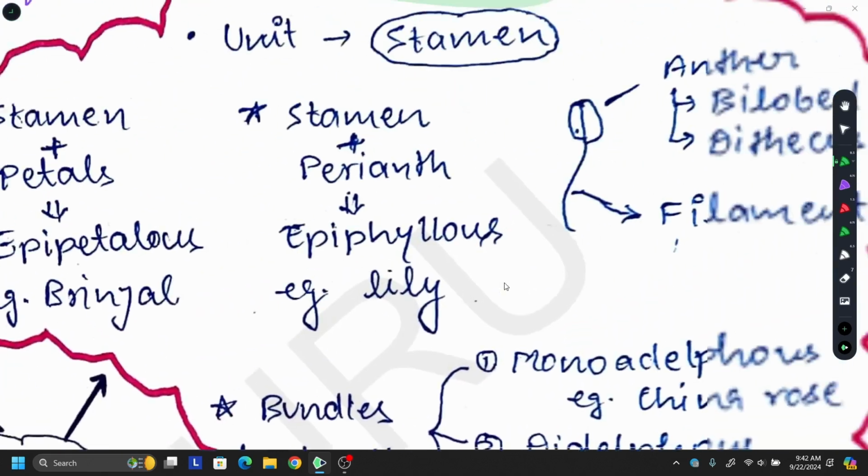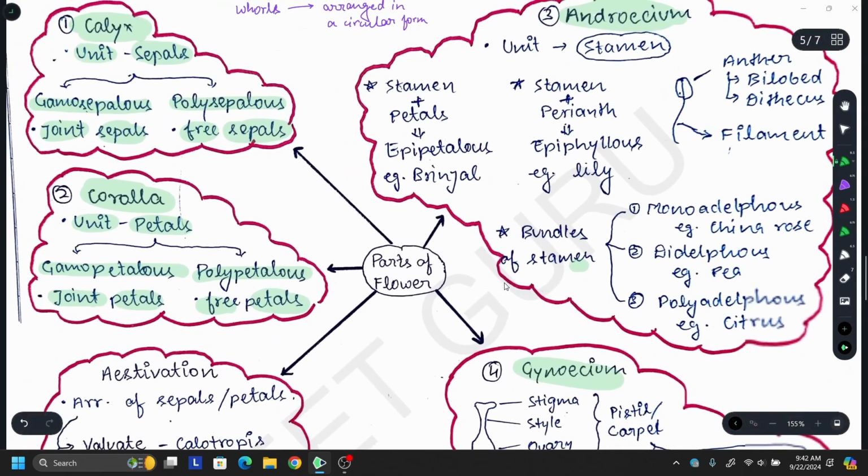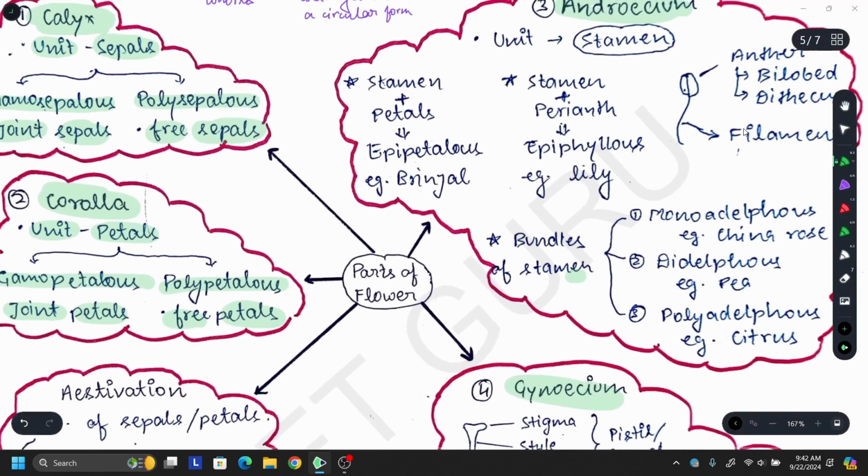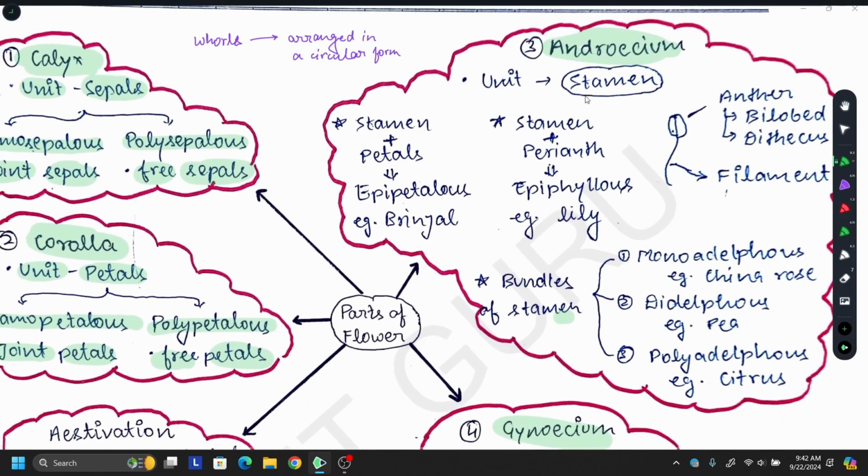Now, after calyx and corolla, we have androecium. The unit of androecium is stamen. The structure of stamen is something like this. The lower stalk-like or stick-like part is known as filament, and the above part is called anther. Anther is defined by 2 words. The anther is bilobed because it has 2 lobes, and it is diathecous because each lobe has 2 theca present in it.